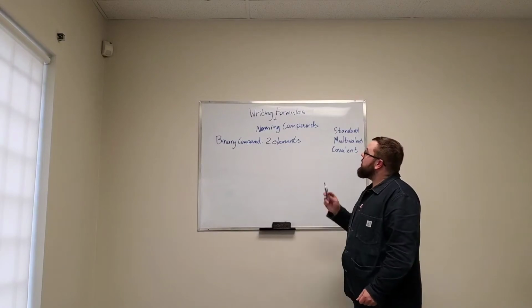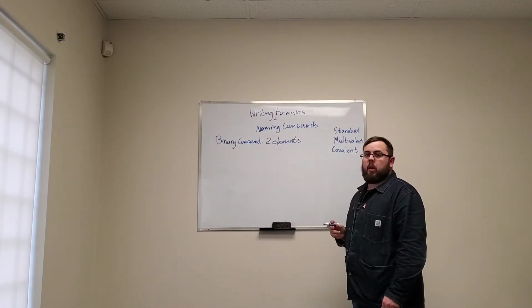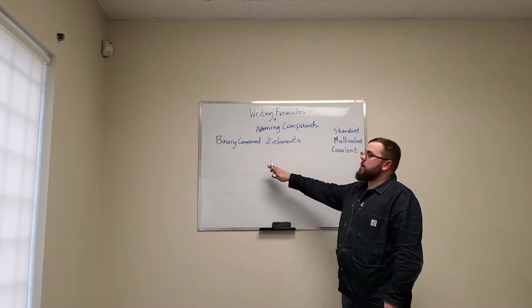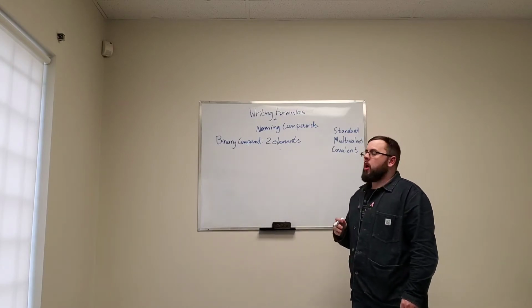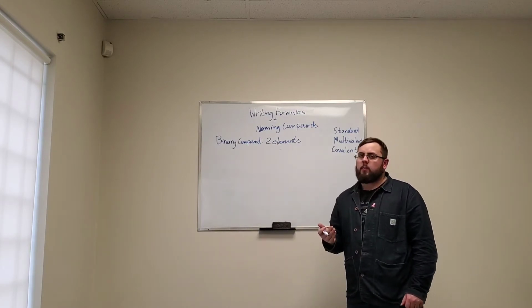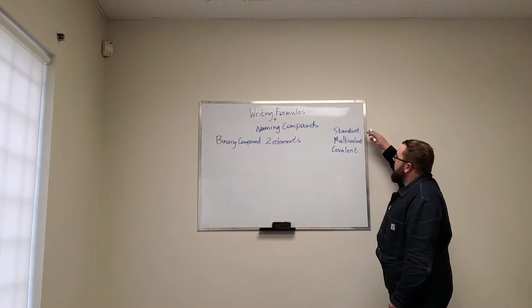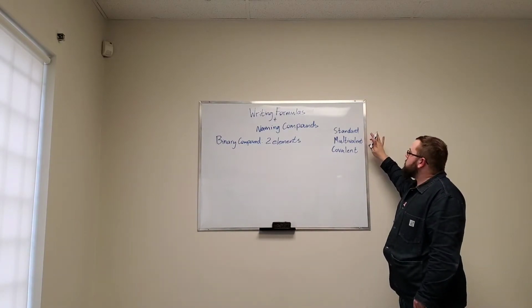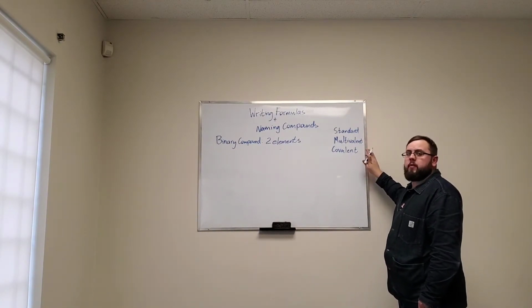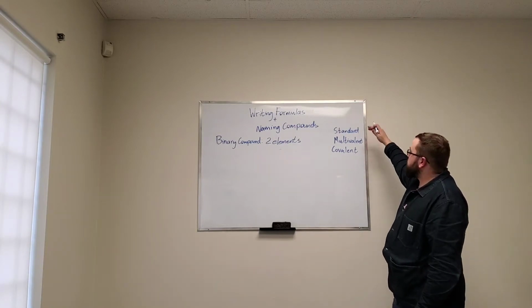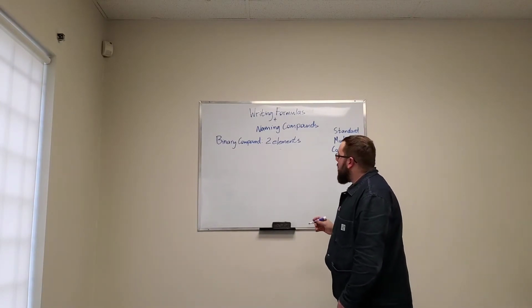Lesson today we are talking about writing formulas and naming compounds. We're going to start by looking at binary compounds, which is our pretty standard two-element compound. Now we have our standard ionic compounds, we have our multivalent compounds, and we have our covalent compounds. So we're going to start with a standard compound.